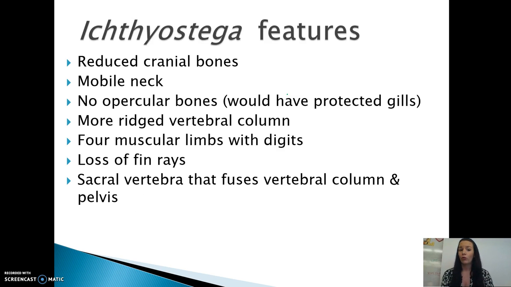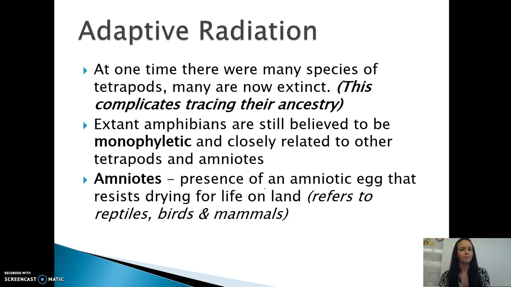First of all, there's reduced cranial bones. As you know, frogs, toads, when you think about those types of animals, they really don't have much of a neck bone. They do have mobile necks though, and they don't have opercular bones, so that operculum in fish would protect the gills. They don't have those anymore. There was also a rigid vertebral column. They had four limbs, which is the key feature of amphibians, and the loss of the rays, and then also that fusing of the vertebrae, which we'll get into more.